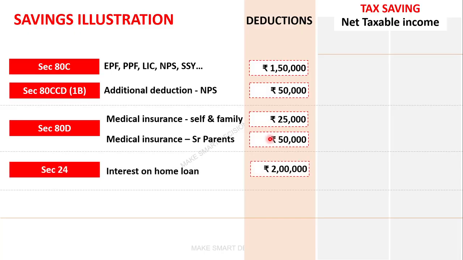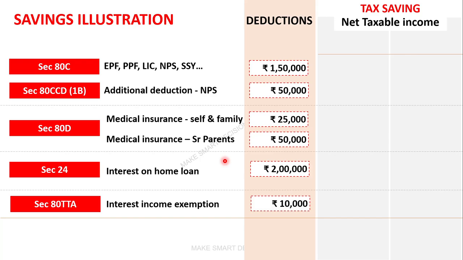And let's say that individual has bought a home and he is paying interest on that, and he can claim a deduction of up to 2 lakh on that. And at last he can claim an interest exemption for his savings account. In total, 2 lakh plus 75,000 plus 2 lakh, 4 lakh 75,000 plus 10,000, 4 lakh 85,000 is the amount that is deductible from the net taxable income.